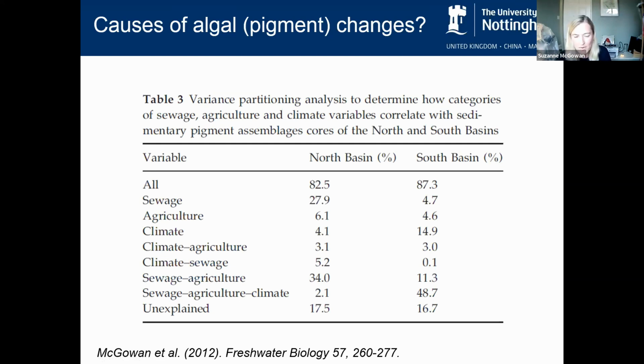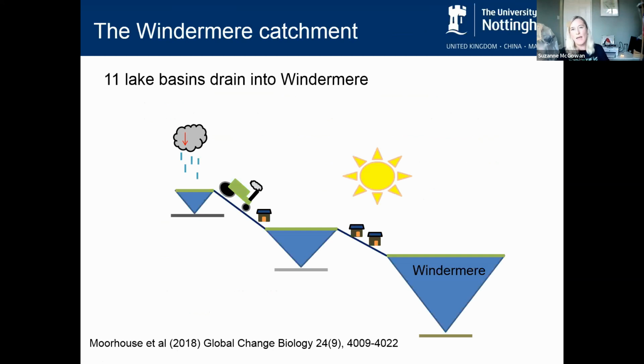But this essentially led on to the work of Heather Morehouse, who started a PhD with me several years ago now. She started to look at the lake basins that drain into Windermere, because Windermere is at the lowest point of a much larger catchment where there are lots of lakes all around it that are subjected to different kinds of stresses. We thought this might be important in disentangling the reasons why the algae in Windermere was changing.